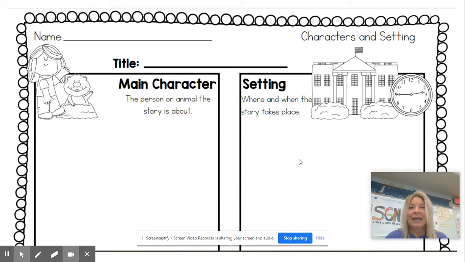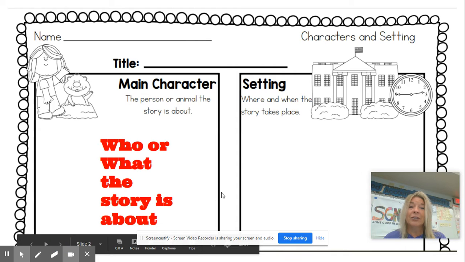Hey everyone, I want to spend time talking to you about story elements this week. Two important story elements are characters and settings in a story. We're going to focus on these two story elements this week and learn a little bit more about them.